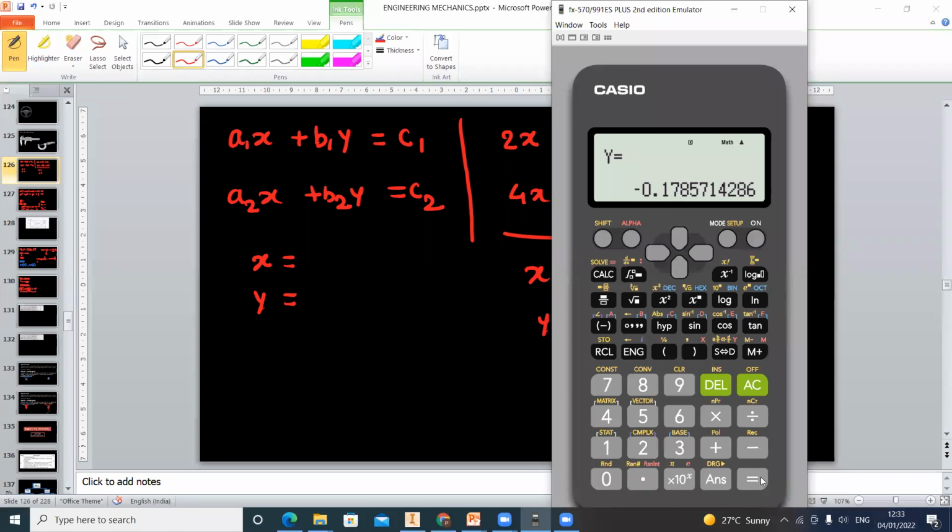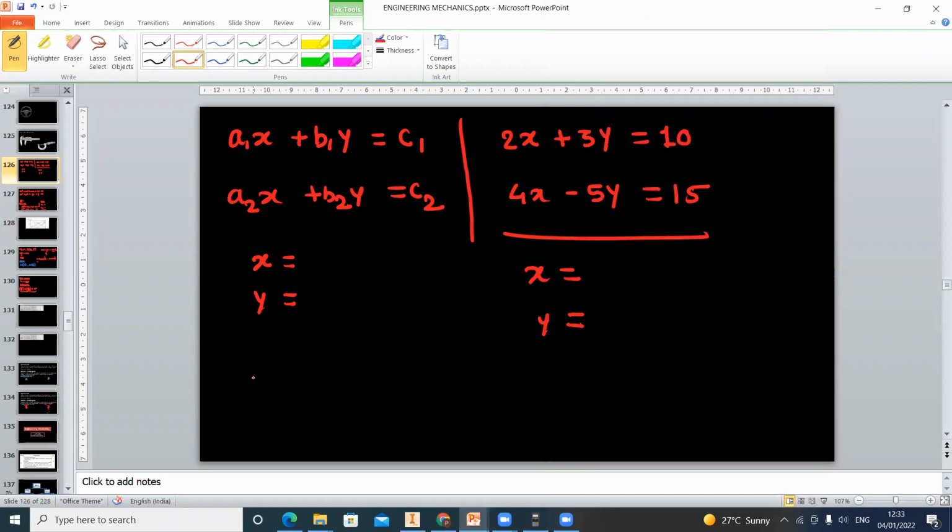You can see the previous answer by these two arrows, up and down. Press AC. Once you press AC, you can use the same equation mode and solve the next equation. Suppose you have another equation in the same format, a simultaneous equation with two variables.